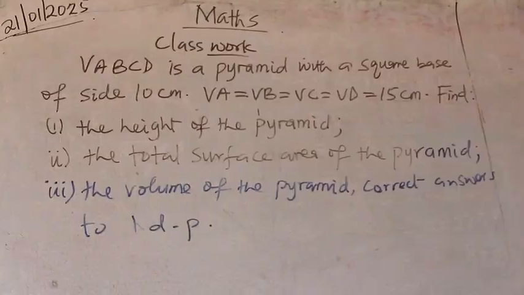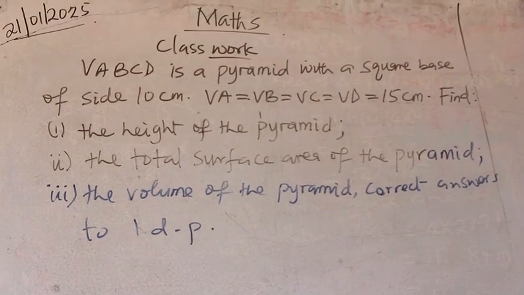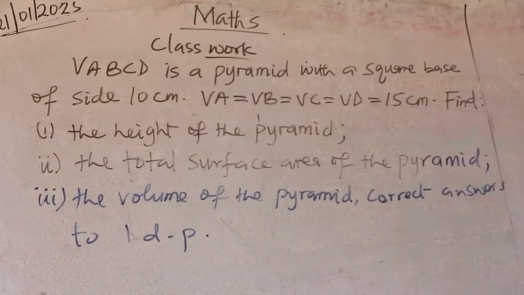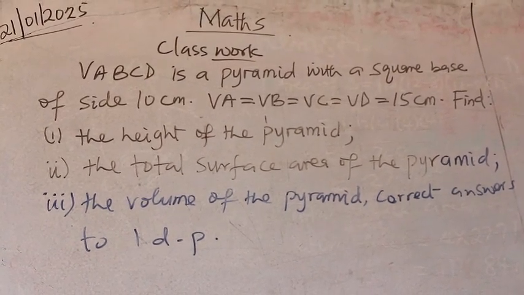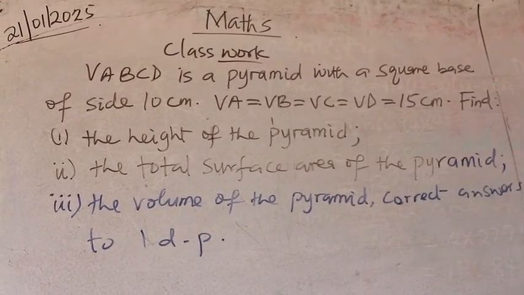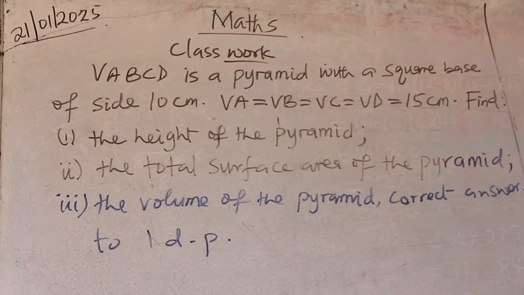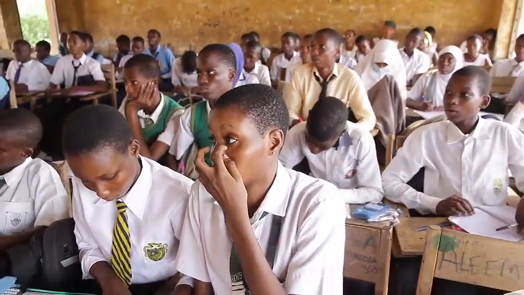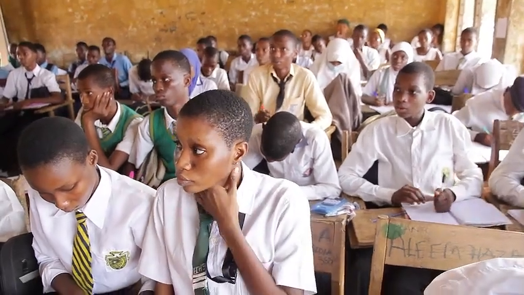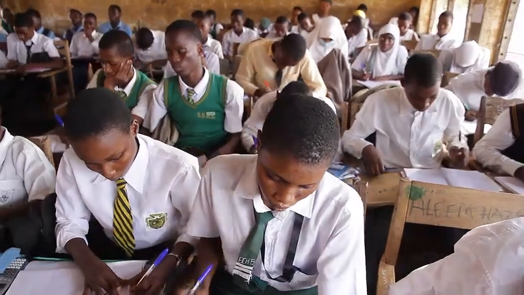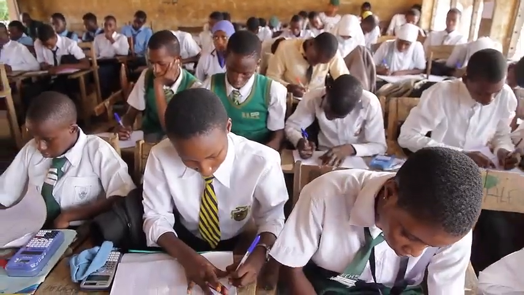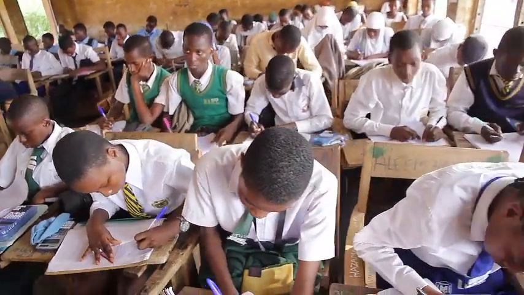Make sure you first draw the diagram. VABCD is a pyramid with a square base of side 10 centimeter. VA equals VB equals VC equals VD. What does that mean? V is the vertex. VA, VB, VC, VD, that is the slant height. You have 10 minutes to do that, please. Be fast.